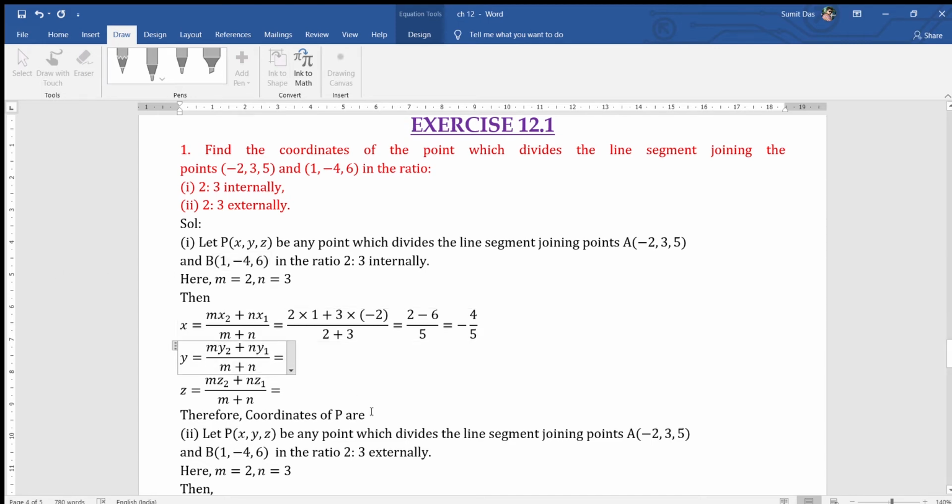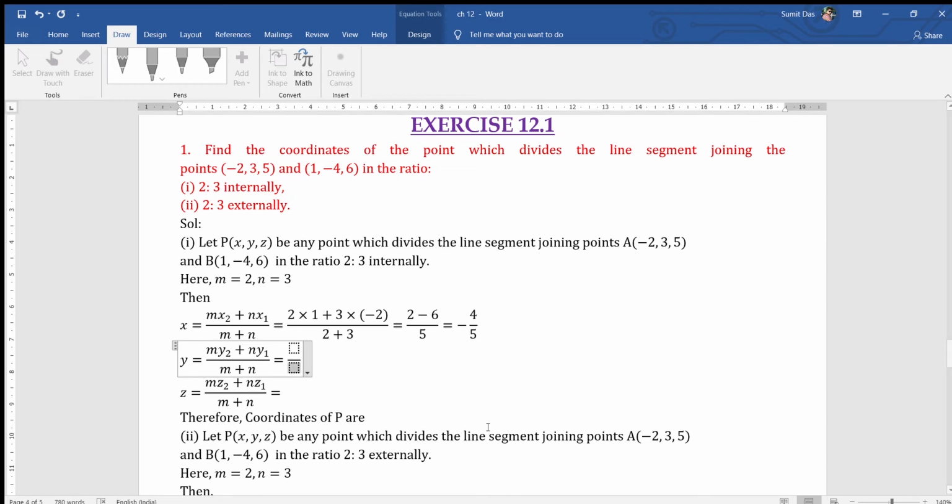Similarly, for y it is (m y2 + n y1) over (m + n). My2 means 2 into y2, and y2 is minus 4, plus 3 into y1, n is 3 and y1 is also 3. So this will be denominator 5, numerator will be minus 8 plus 9. So this will be 1 by 5.